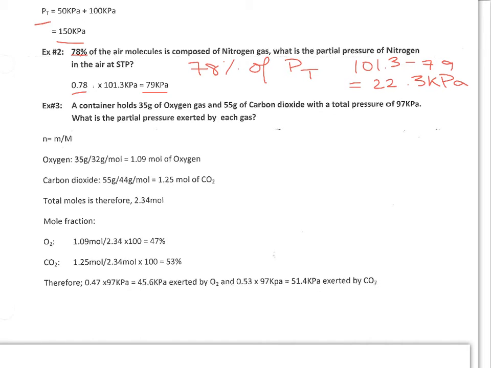Okay, example 3 here. A container holds 35 grams of oxygen gas and 55 grams of carbon dioxide gas with a total pressure of 97 kilopascals. What is the partial pressure exerted by each of the gases? This one's a little bit trickier because I'm not giving you the molar values. Instead, I'm giving you the different masses.